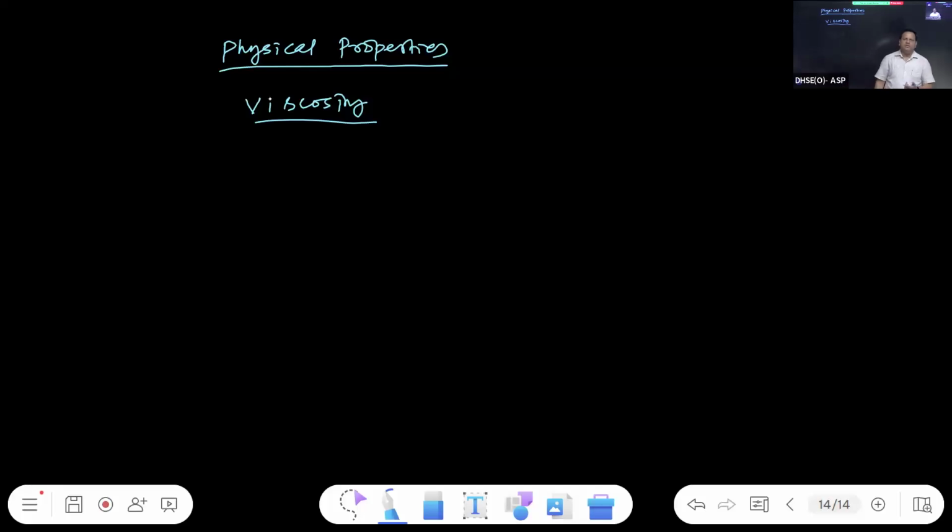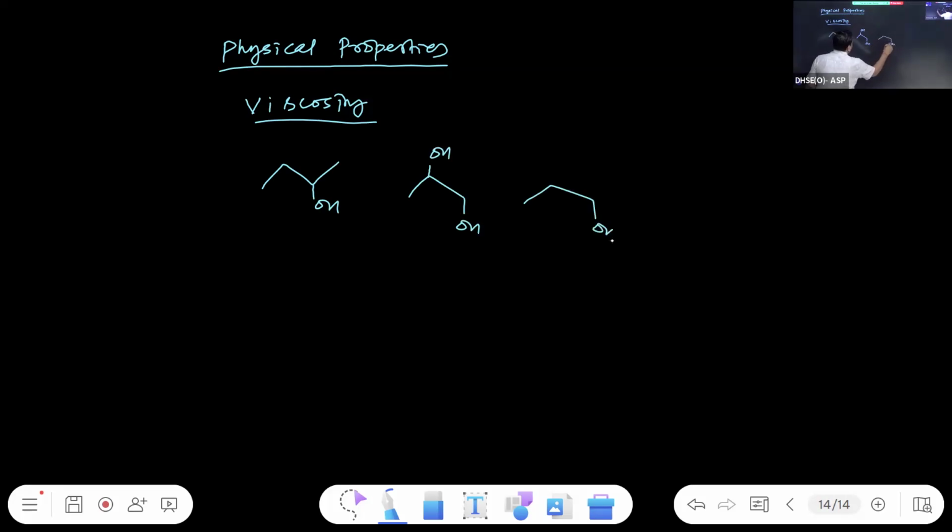So students, we will see between alcohol, glycol, suppose this is one alcohol, glycol, glycerol.